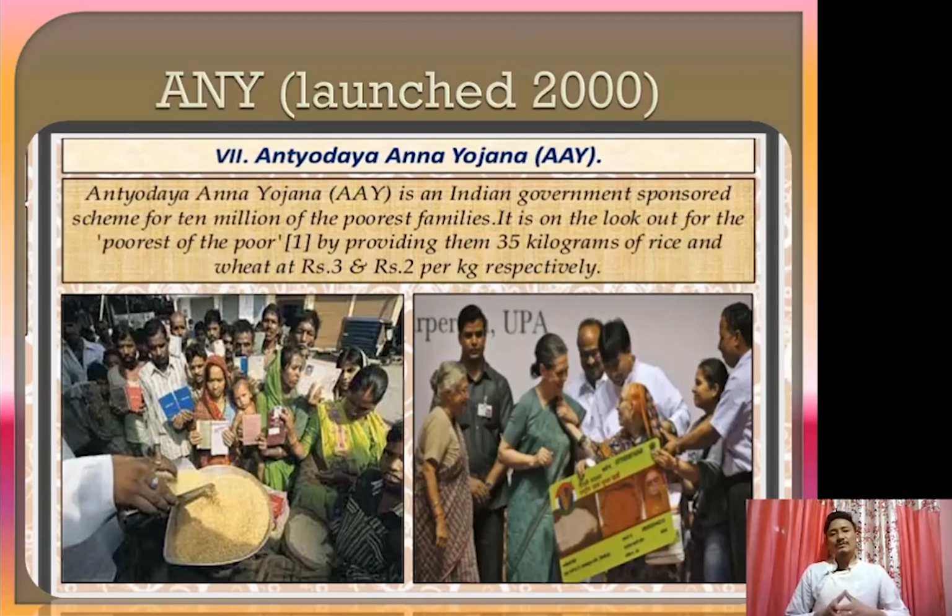So the government provided subsidized, let's say, food crops to the poorest of the poor families in the different districts of India. Around 10 million of the poorest families are provided with these subsidized facilities, where every family is provided with 35 kilograms of rice and wheat at 3 rupees and 2 rupees per kg respectively.